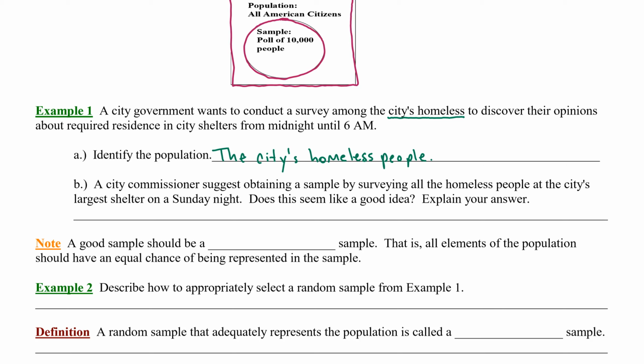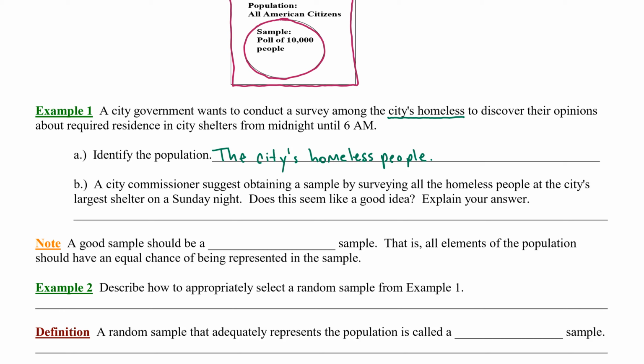Now, let's suppose that a city commissioner suggests obtaining a sample by surveying all the homeless people at the city's largest shelter on a Sunday night. So this city commissioner pops up and he says, I know how we can find some homeless people. Let's go to the biggest shelter and let's do it on a Sunday evening when it is really crowded and populated. Does this seem like a good idea?